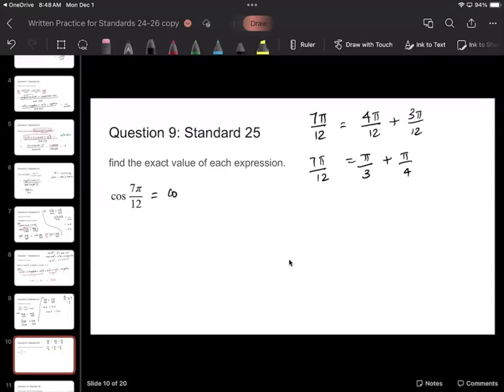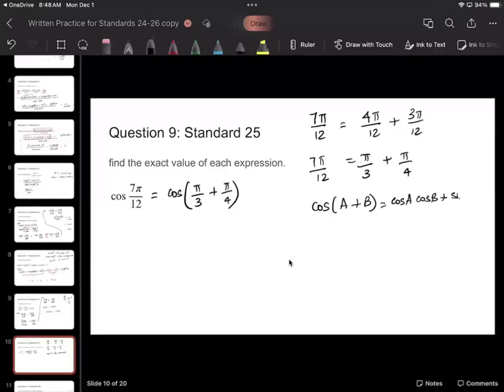So this can be written as cosine of pi over 3 plus pi over 4. What is the sum formula for cosine? Cosine of a plus b is cosine a cosine b minus sine a sine b, right? The angle in the place of a is pi over 3. The angle in the place of b is pi over 4. Wait, this is plus, right? So that means this will become minus.